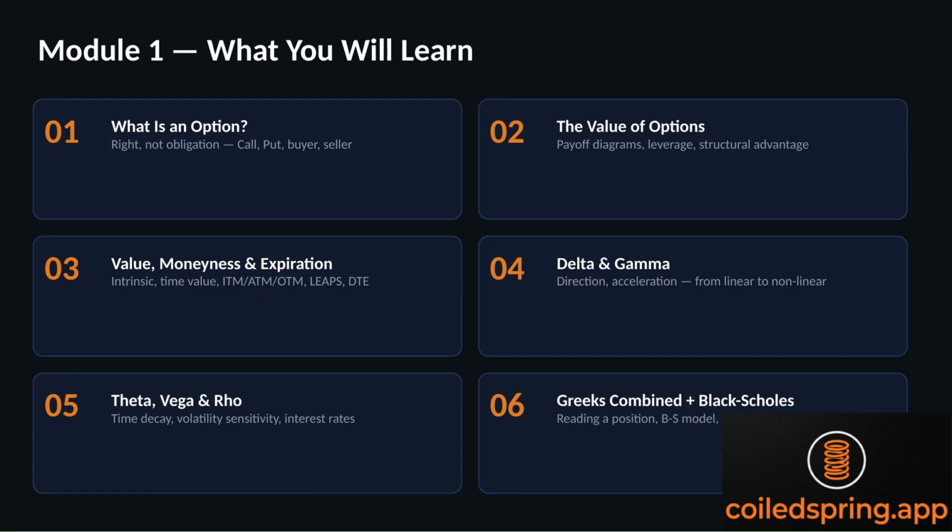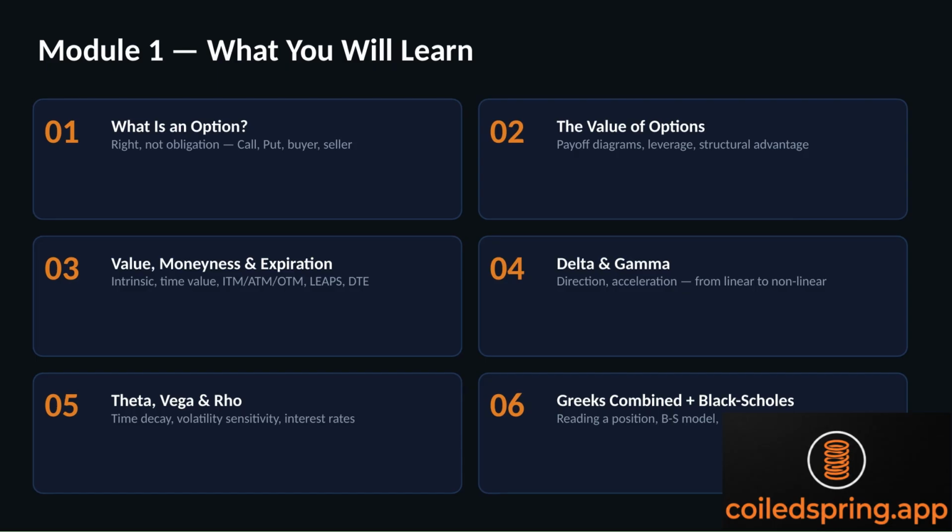Lesson 4, delta and gamma, is your introduction to the Greeks. Delta tells you your directional exposure. Gamma tells you how fast that exposure changes. Together, they explain why options behave the way they do when the stock moves. Lesson 5, Theta, Vega, and Rho, covers the remaining 3 Greeks. Theta is the daily cost of holding an option. Vega is your sensitivity to implied volatility. Rho connects long-dated options to interest rate movements, something most beginners overlook entirely.